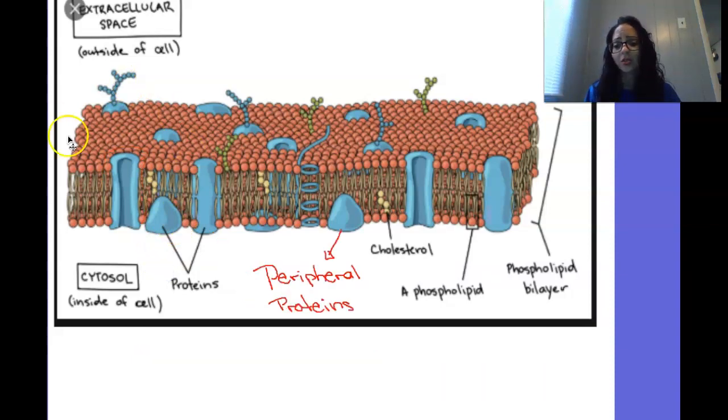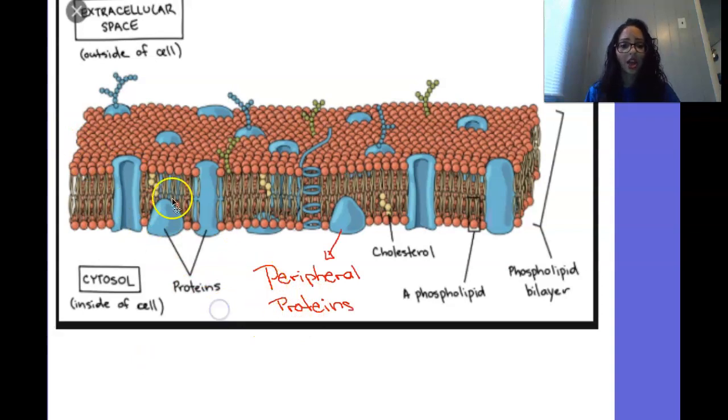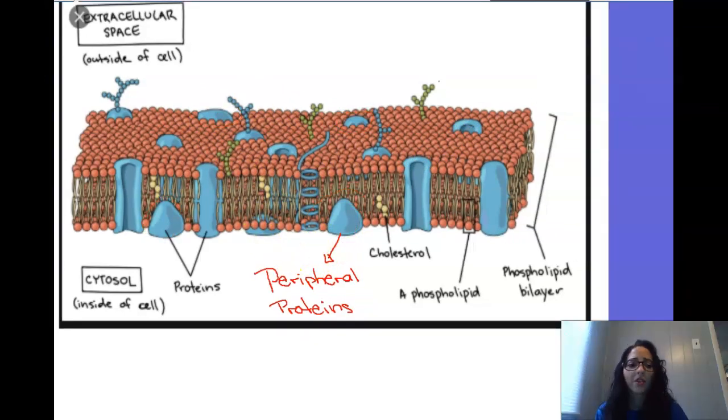Then we also have peripheral proteins. Peripheral proteins are these ones over here or over here, right? We can find them on the top of the cell membrane. So peripheral proteins lie on the exterior of the cell. So they're here and here. So they're loosely attached, and they have other functions that in high school you will explore further.